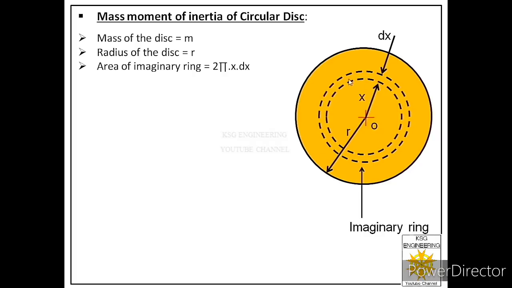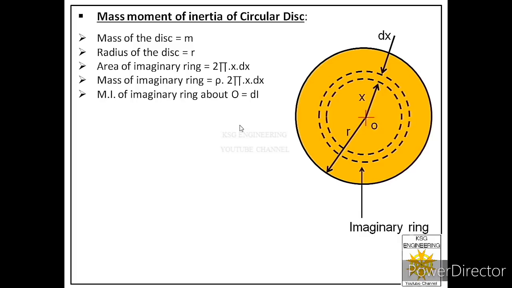We know that density is equal to mass per unit area. So that formula we will use over here. We want to find the mass of this imaginary ring, so that will be equal to the product of its density and its area. So we will say the mass of the imaginary ring is equal to rho, which is its density, into its area. So that will be the mass of this imaginary ring.